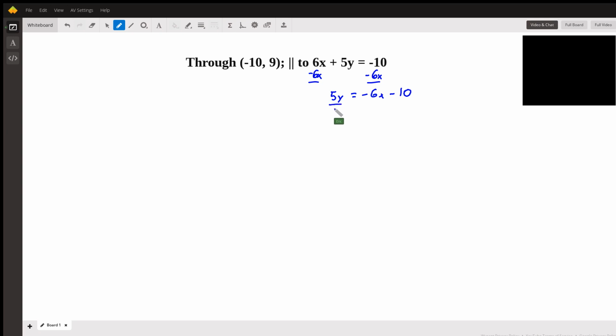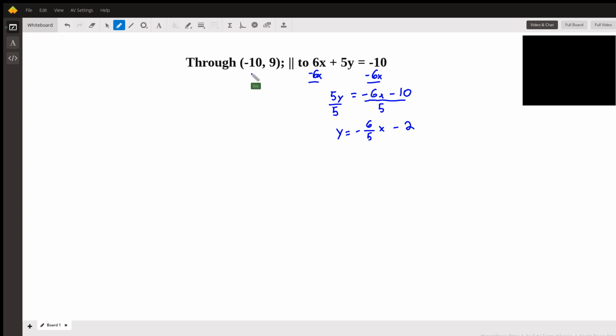Now just divide both sides of the equation by 5, and we get y = -6/5 x. Negative 10 divided by 5 simplifies to negative 2. So now we have the equation y = -6/5 x - 2.